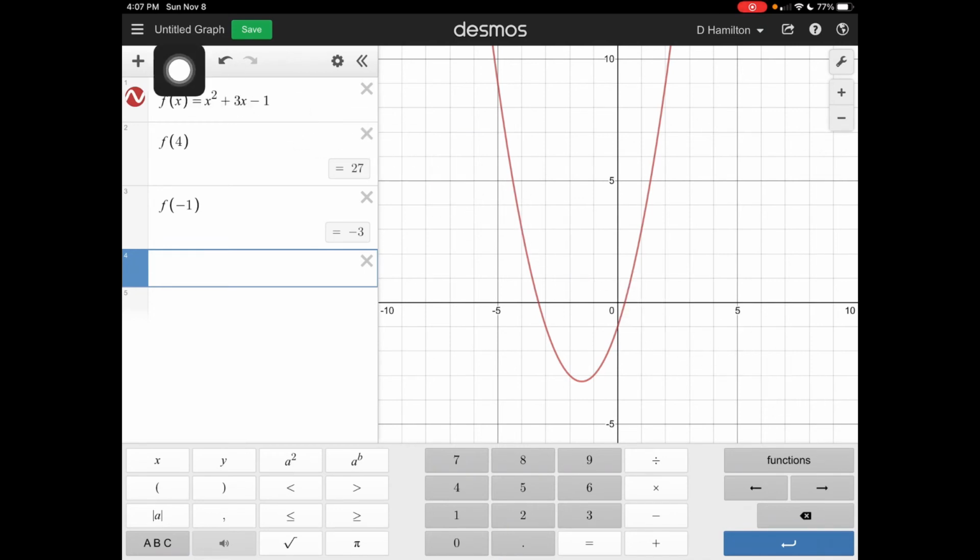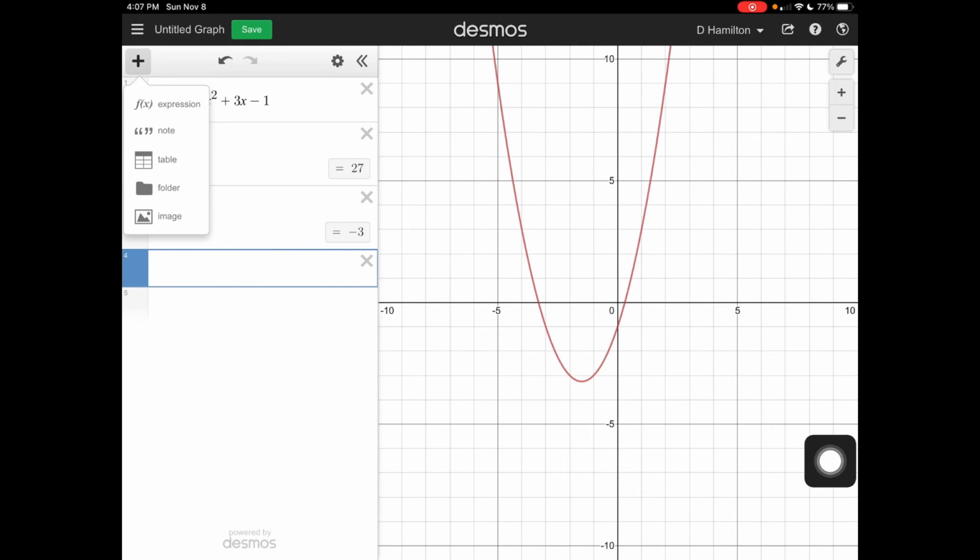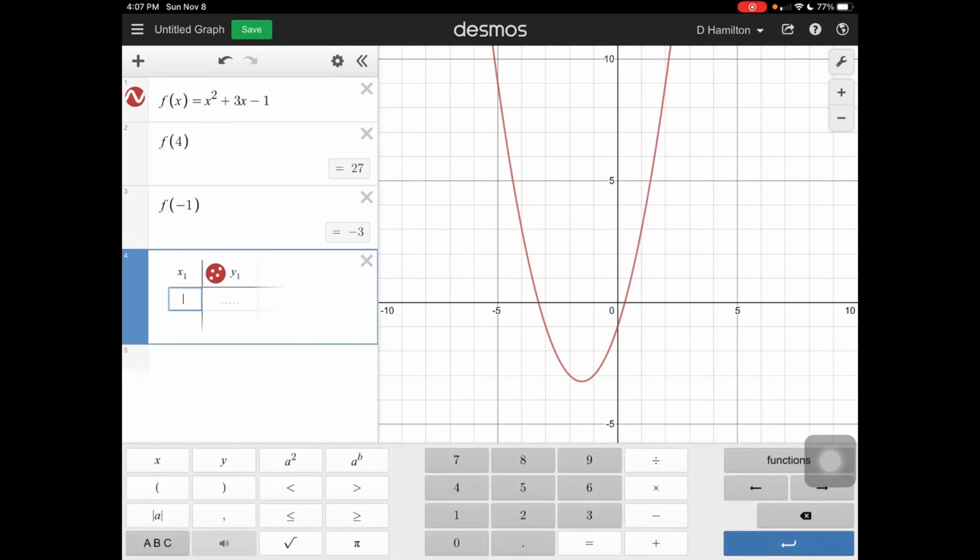Also, if I go here to the plus button, I can add a table. And if I scroll up, I can replace y with f of x, and I typed the 1 in as well. And that's useful if we want multiple f of x's.